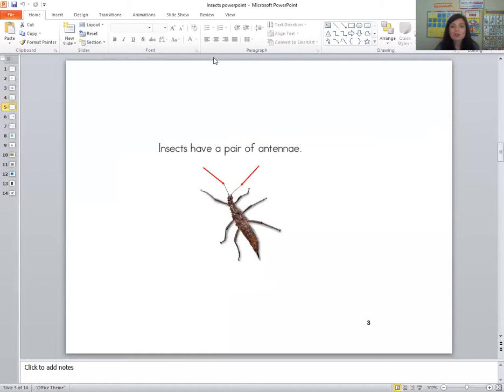Insects have 2 antennae, and that's our number for today. So let's count the 2 antennae. 1, 2. How many antennae does an insect have? 2. Very good. Okay, let's take a look at the next slide.